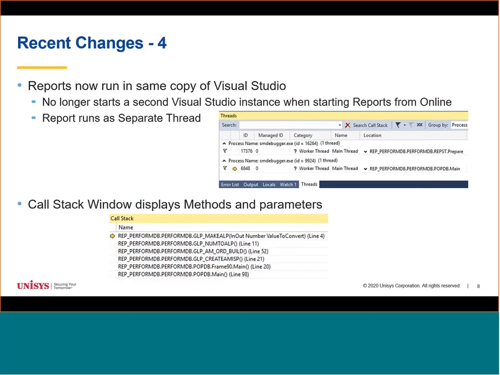Another change that's been put in recently is to do with the call stack window. This shows you if you've got a method that calls another method, or a global logic calls another global logic, which calls another global logic, that will create a stack of calls. Previously, that just showed you the stack. Now what we also do in that stack is we show you the parameters that have been passed, if there are any. So in this particular case, I can see that value to convert was passed into glp_make ALP.